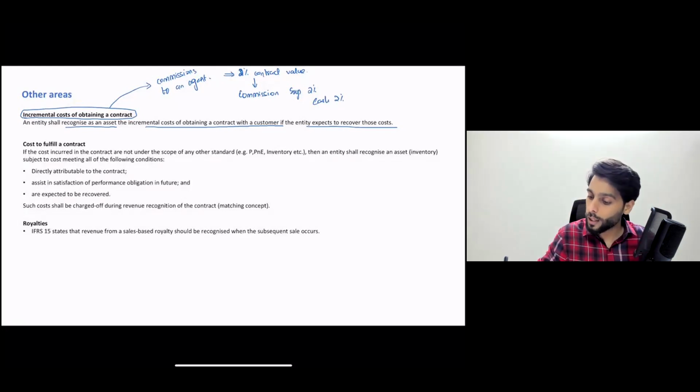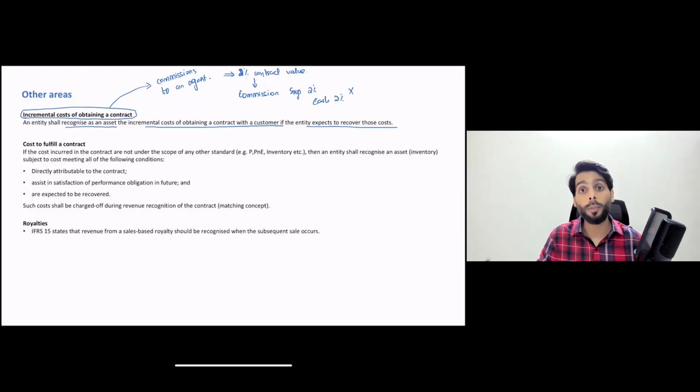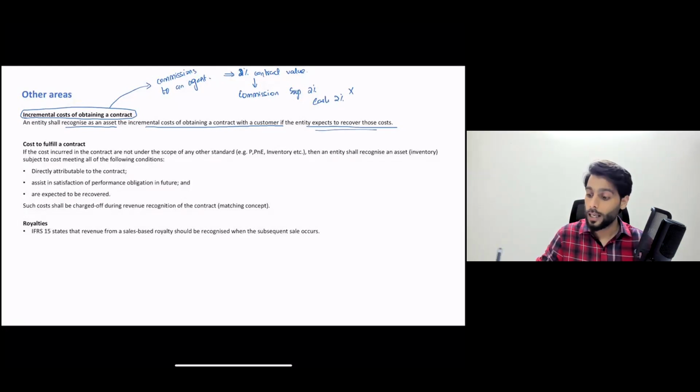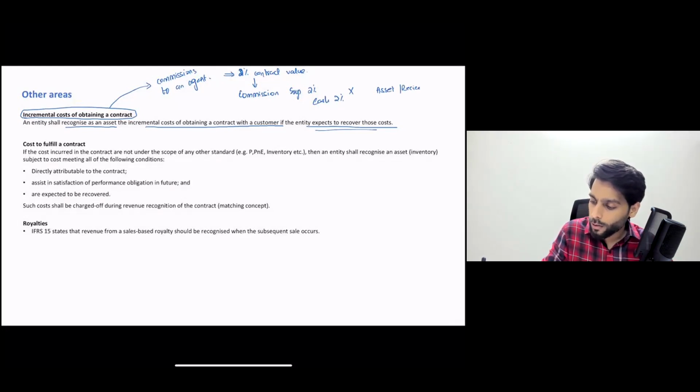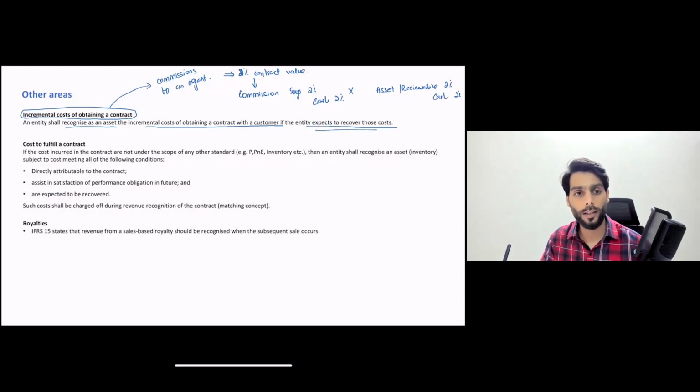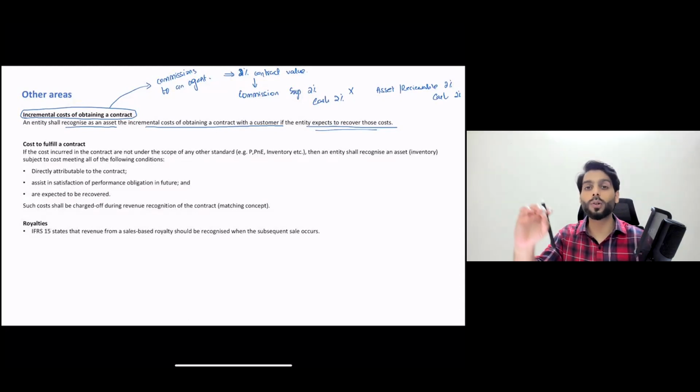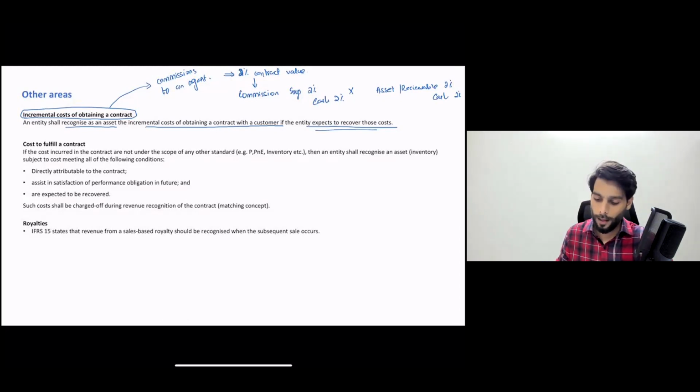In that case, you should not treat this as an expense, since this is a cost of obtaining the contract which is reimbursable. You expect to recover these costs, therefore you can treat it as an asset or maybe a receivable. You treat it as a receivable 2% debit and cash 2% credit if it is recoverable. Make sense? So if there is a cost of obtaining the contract which is recoverable, you don't treat it as an expense, rather you treat it as an asset, as simple as that.